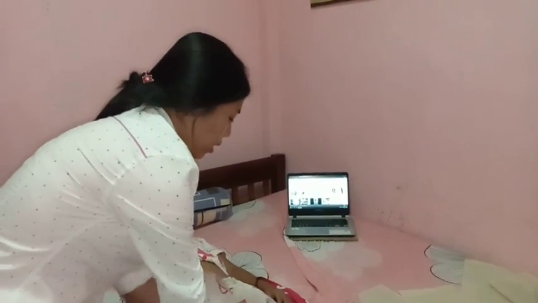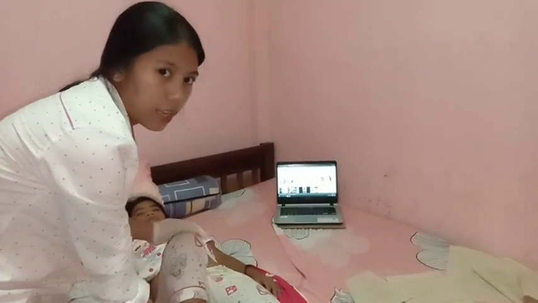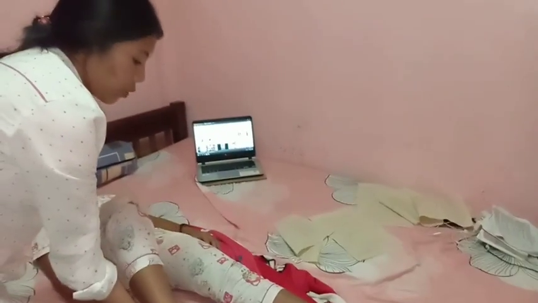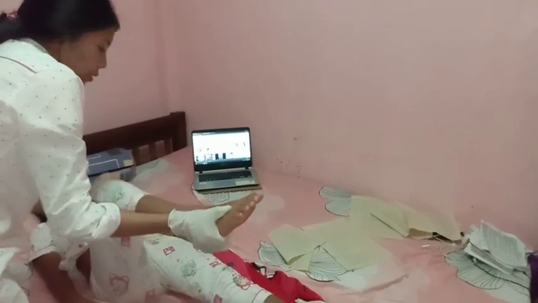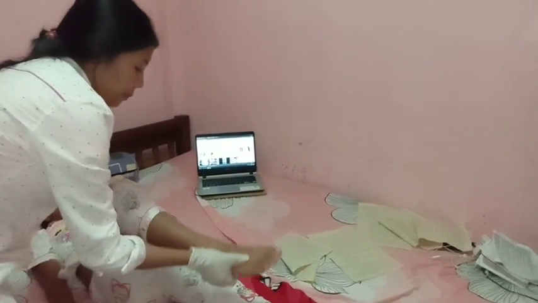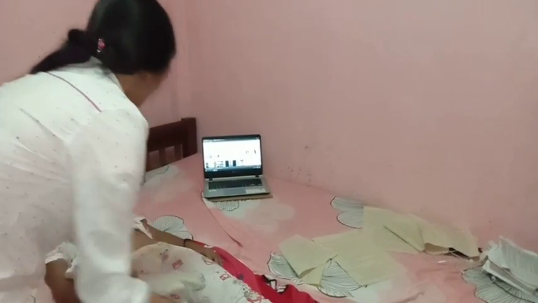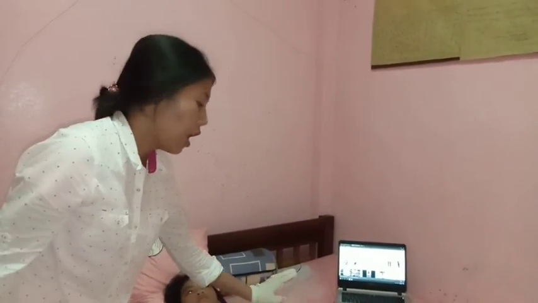So now I'm going to flex the knee and the ankle of the client, and then I will rotate this internally and externally. So ma'am, is there any presence of pain? The client reported that there is no pain at her abdomen while I'm doing the rotation of the client's legs. No abdominal pain present.